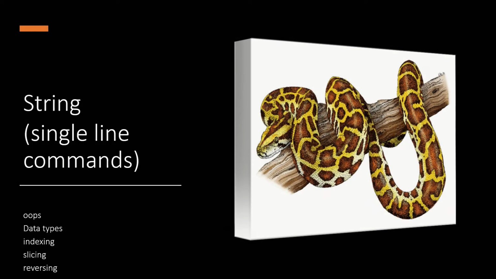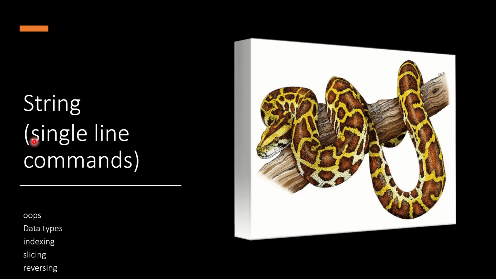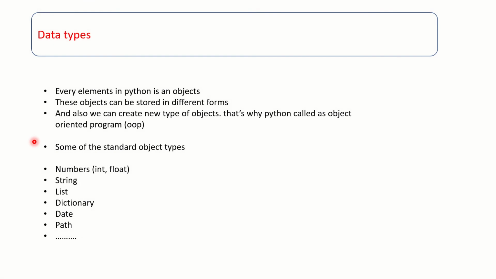In this slide, we are going to see about indexing, slicing, reversing of string. Before that, sometimes we hear Python is object-oriented program, right? That means every element in Python is an object. This object can be stored in a different form like numbers, string, list, dictionary, and so on. Apart from the standard object types, we can create new types of object. That's why Python is called object-oriented program.